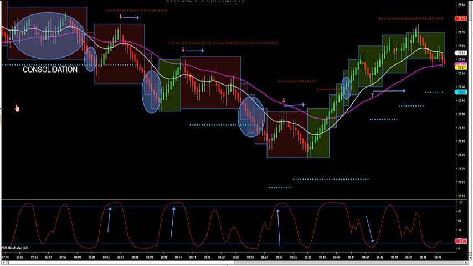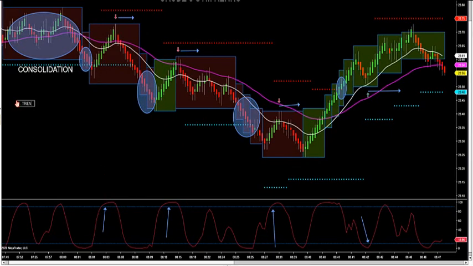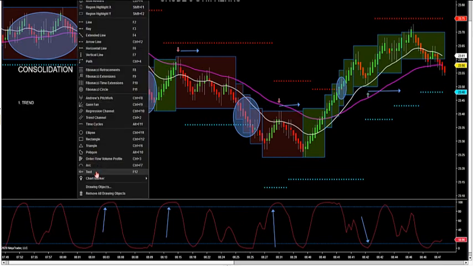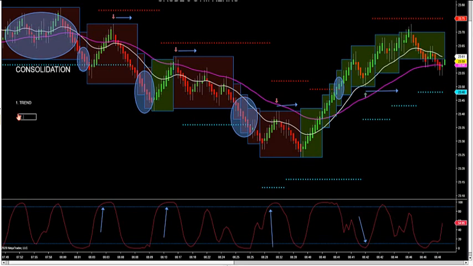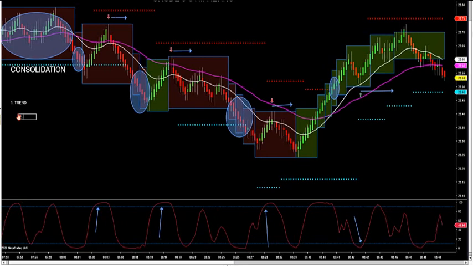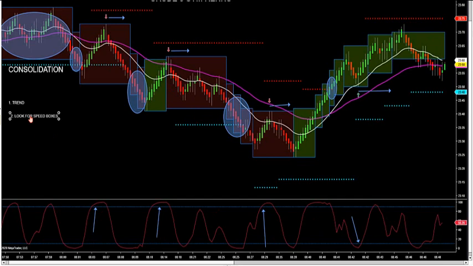How we can look at it as traders is we can put this into a methodology. One, very simple: we find the trend. What's the trend? Two, after you find the trend, look for speed boxes. Three, look for a full retracement. One, two, three. That's typically what we try to do every day.